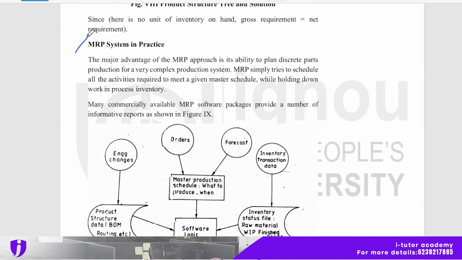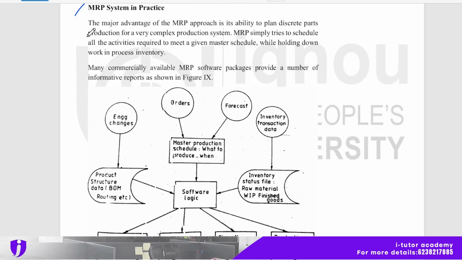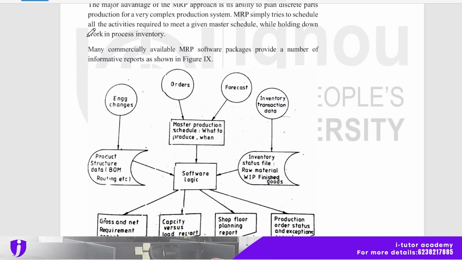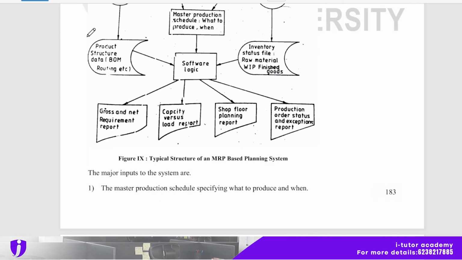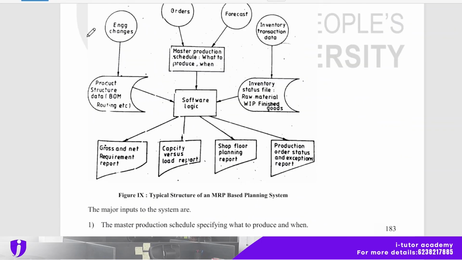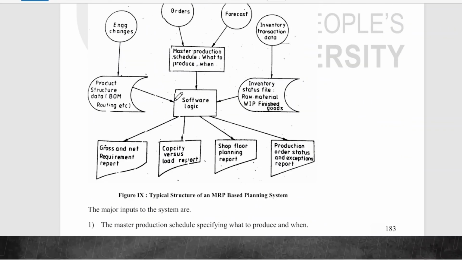So, MRP systems in practice. The major advantage of the MRP approach is its ability to plan discrete production for a very complex production system. MRP simply tries to schedule all the activities required to meet a given master schedule while holding down work in process inventory. Many commercially available MRP software packages provide a number of informative reports. As shown in the figure here, that is the typical structure of an MRP-based planning system. In the core there is the software logic behind all this.